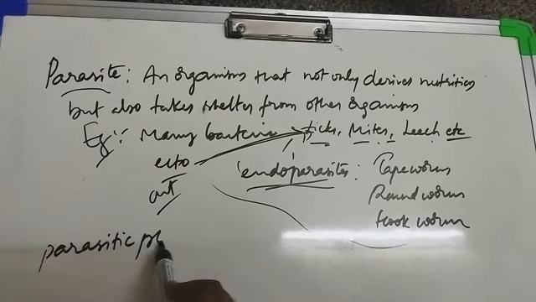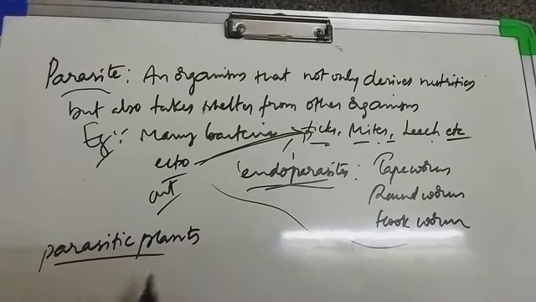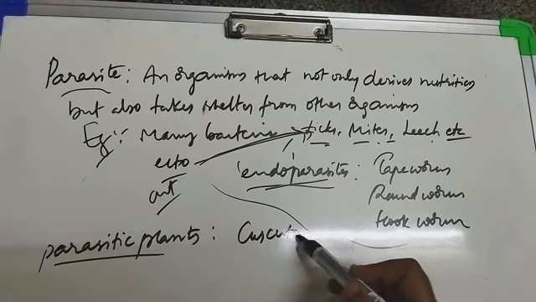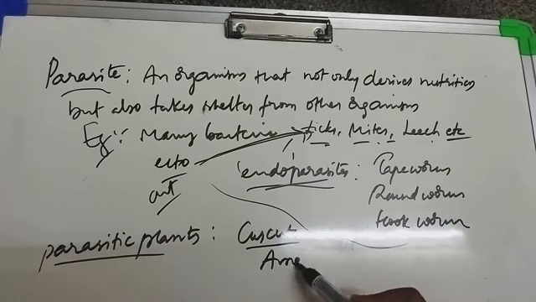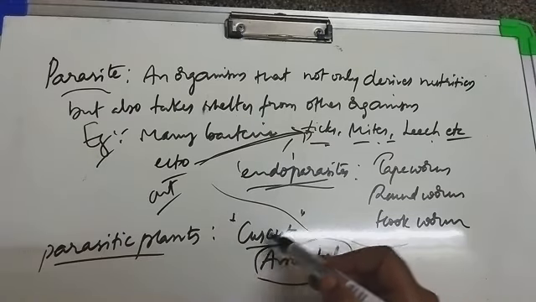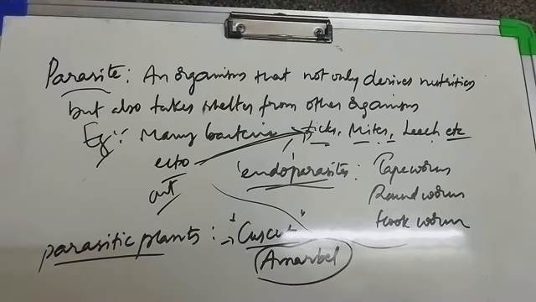Parasitic plants. Plants that depend on other plants to derive the nutrition are called parasitic plants. Okay. So, Cuscuta, which is also known as amarbel. Amarbel. So, this is a parasitic plant, and especially it derives the nutrition from stems of the other plant. So, it is a stem parasite.